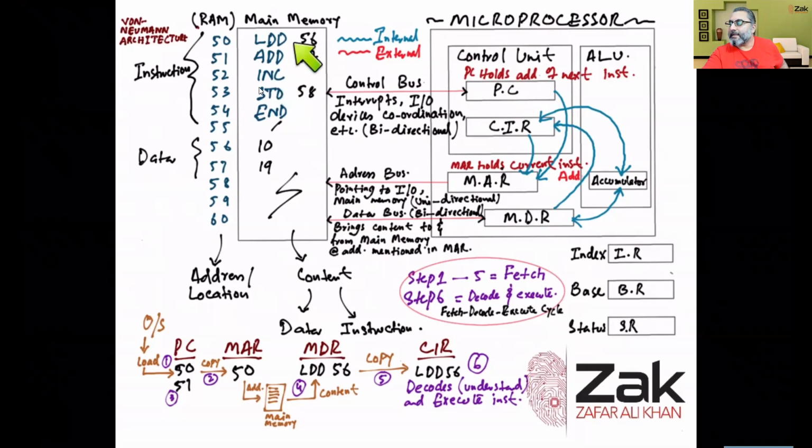It is one instruction, LDD, load directly from address 56. This instruction and the address are at different memory locations. The instruction itself is at 50 and the data is at 56. That means this instruction knows where the data lies. No matter if it is in binary form or whatever the form, the instruction itself knows that the data lies at location 56.